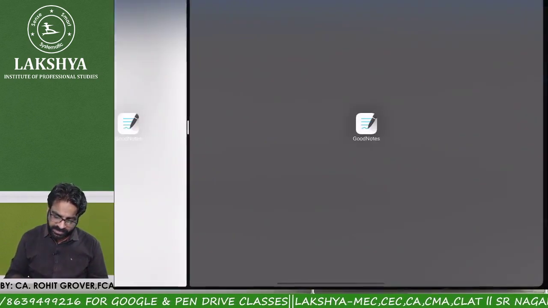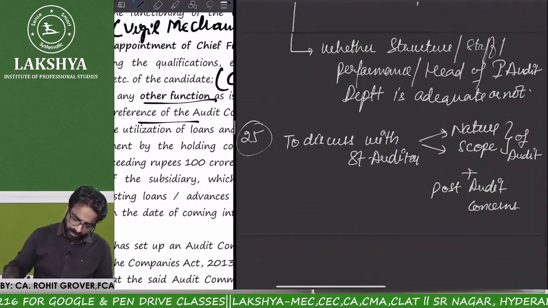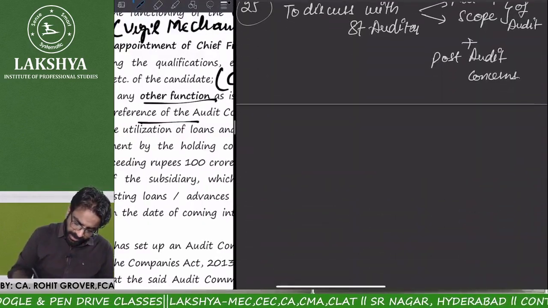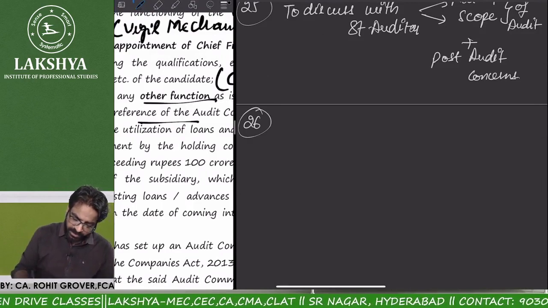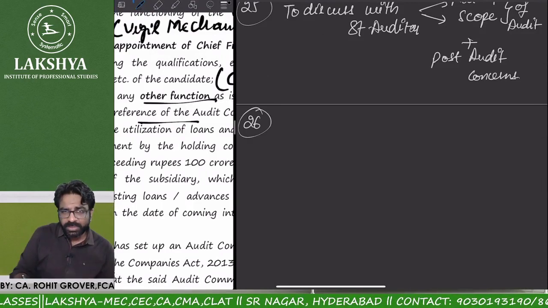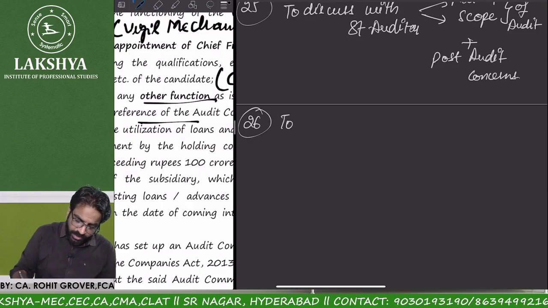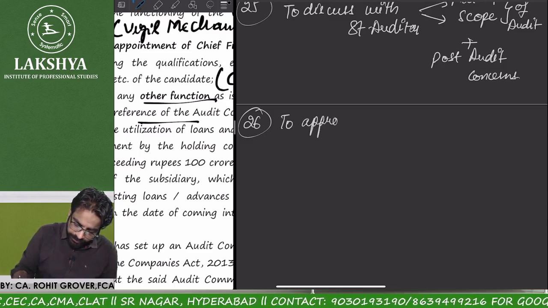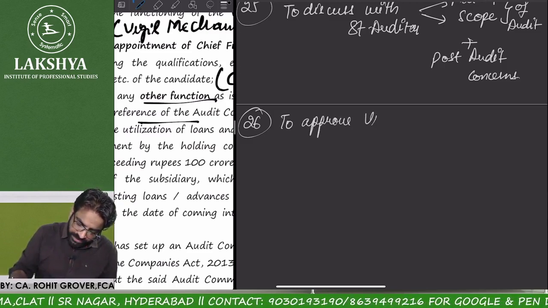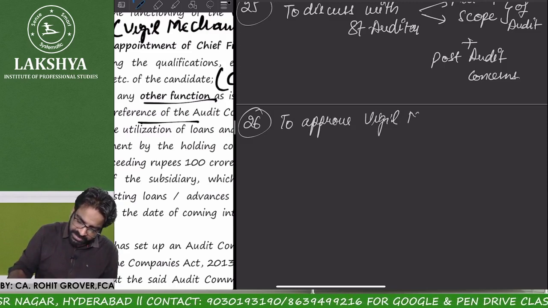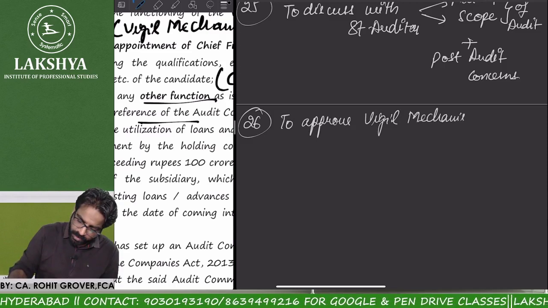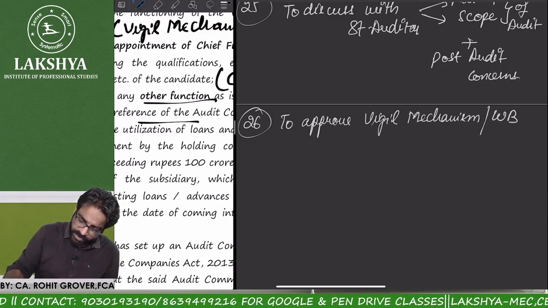Now let us wind up this topic. So what is the point number 26? So tell me, what is the point number 26? To approve vigil mechanism or whistleblowers policy.